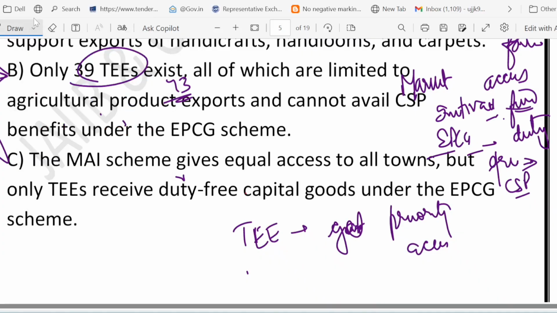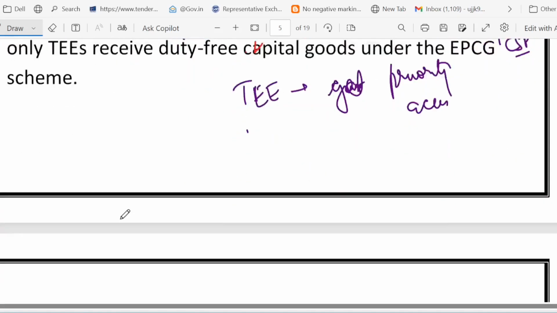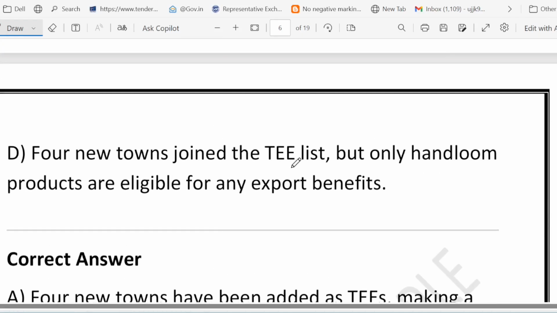Also, EPCG CSP benefits are not only for TEE. Remember, this EPCG scheme is not just for TEE. Rather, they just get an added advantage. What about option D? Option D says that 4 new towns join the TEEs. Again incorrect. This benefit is not restricted to handloom products only. Handicraft and carpet are also included.